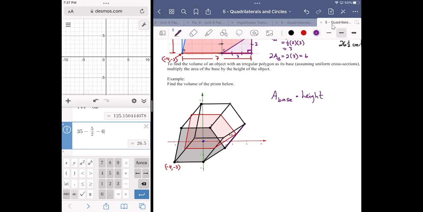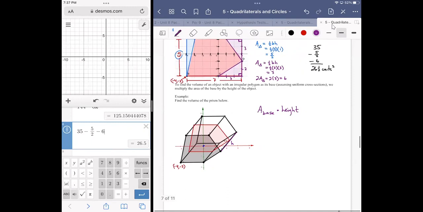So for now anyway, I'll call this h. I know the base area is 26.5. 26.5 times h would give me the cubic units that make up the volume of this figure. Right, so if I happen to know, for example, if the height h is equal to 5, then I could say 26.5 times 5.